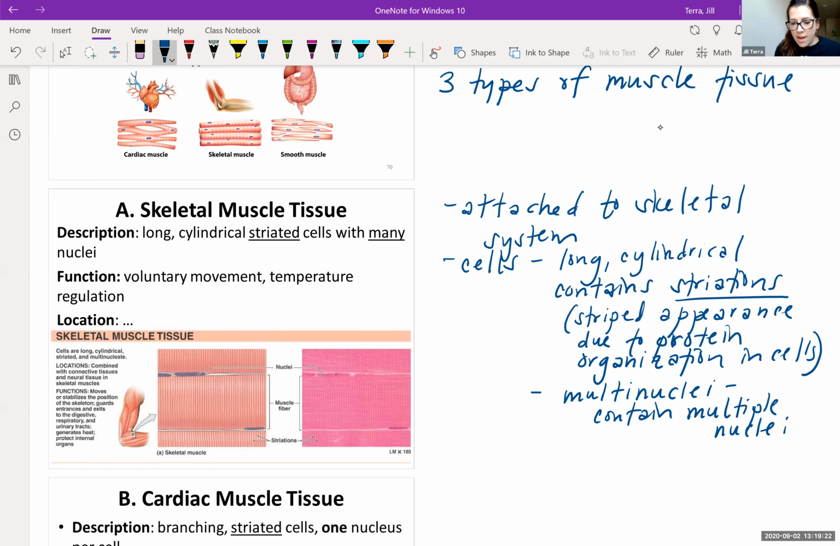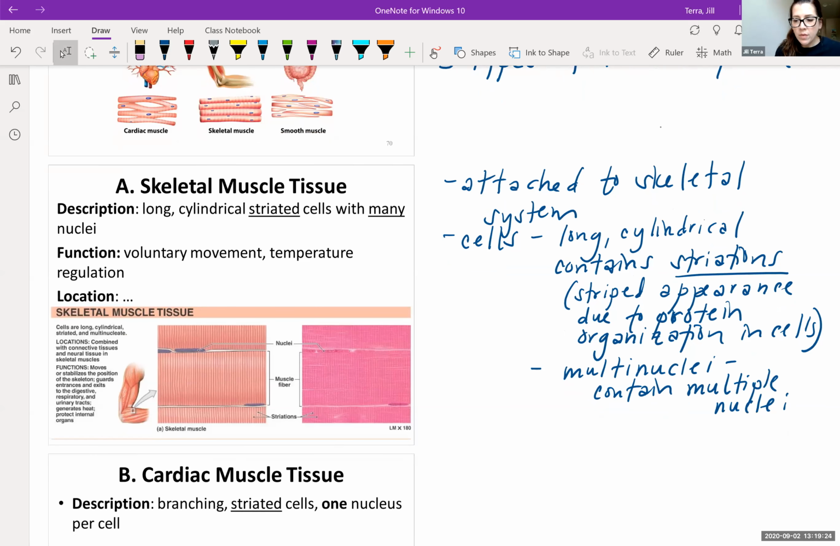Okay, and we know that the function is voluntary movement. So you voluntarily move your body all different kinds of ways, right? You don't have it just happening on autopilot. You are in control of your body and moving your body with your skeletal muscles. And then temperature regulation, yeah, the vast majority of heat that is produced by the body is produced by the contraction of our skeletal muscles.